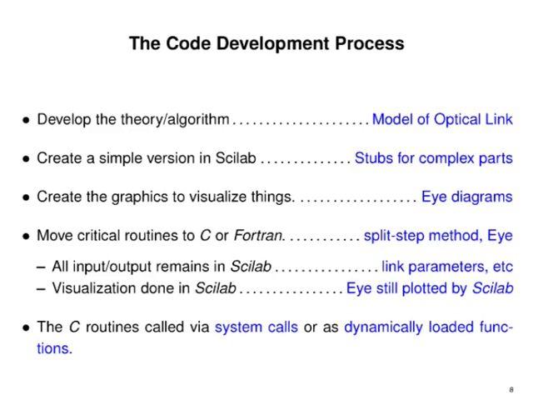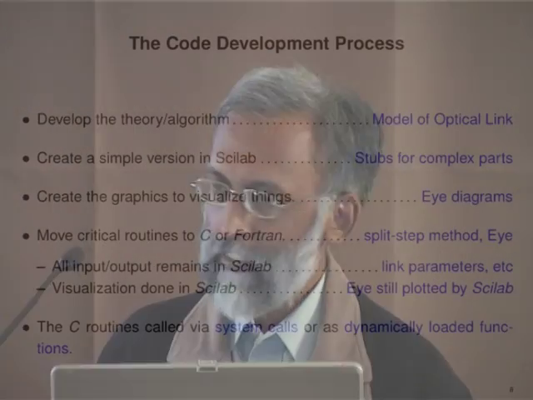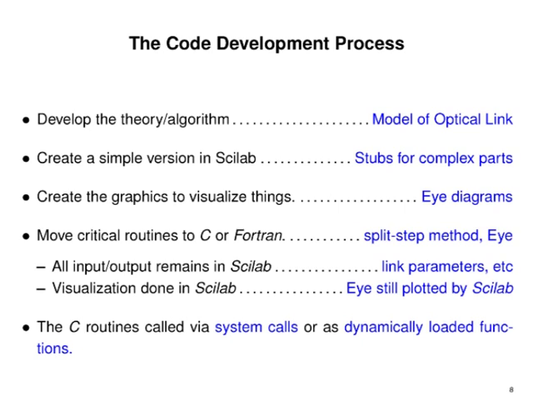Now, in general, the code development problem, the second part of my talk, is that we have a theory. We work out the mathematical algorithms. Then we would like to make a simple version in MATLAB or Scilab. When we do that, we put stubs. We put non-functioning routines for the complicated parts, and we get the structure out. Usually, it's very inefficient. But the first thing we do is create the overall structure.